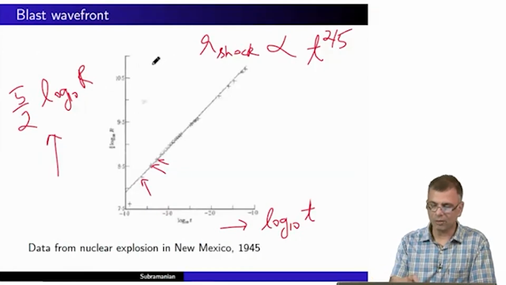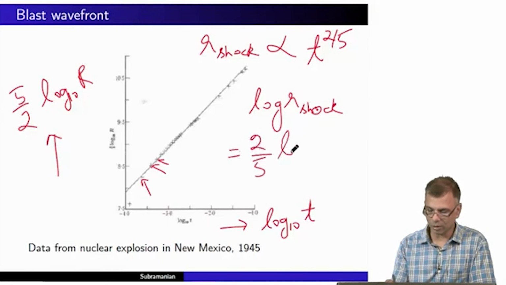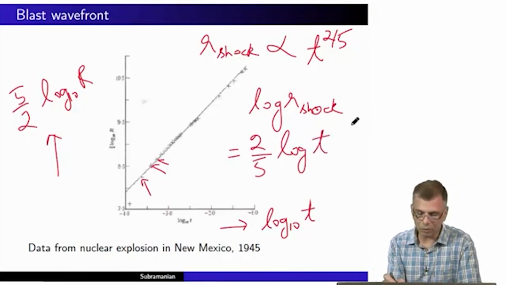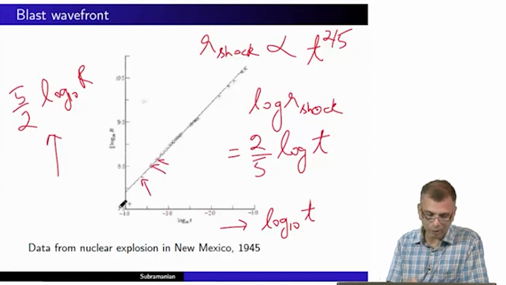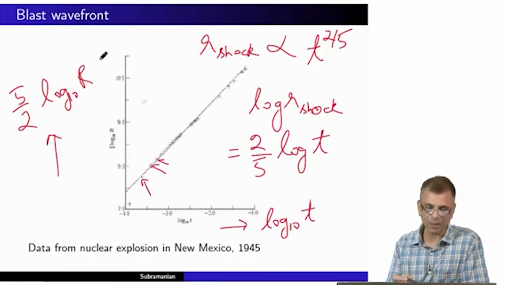So you take the log on both sides. So log r shock equals 2/5 log t. You agree? And you multiply 5/2 on both sides. So 5/2 log r shock would be 1 times log t. So you're plotting log t here and 5/2 log r shock here, and it should be a straight line with slope 1.